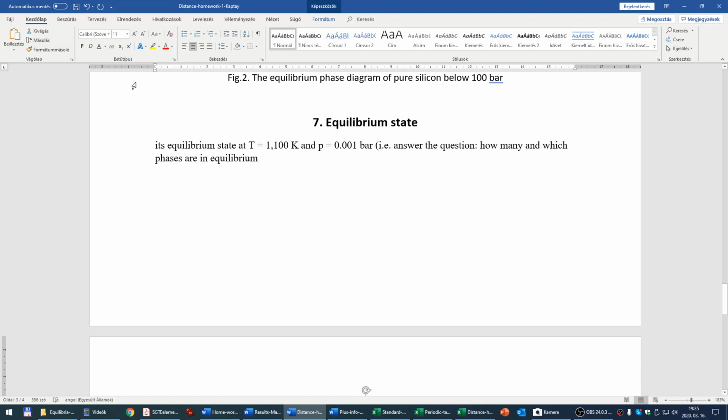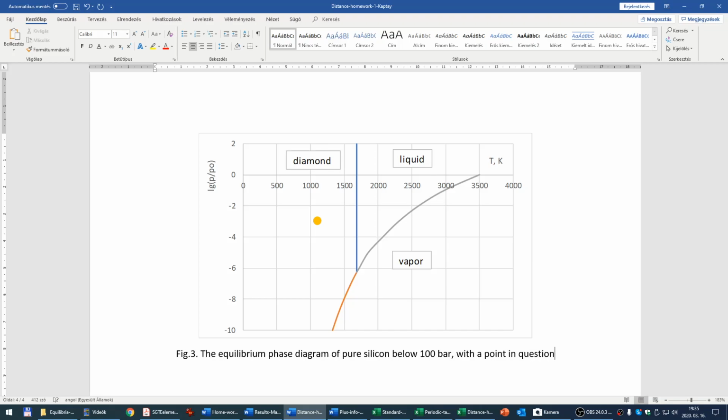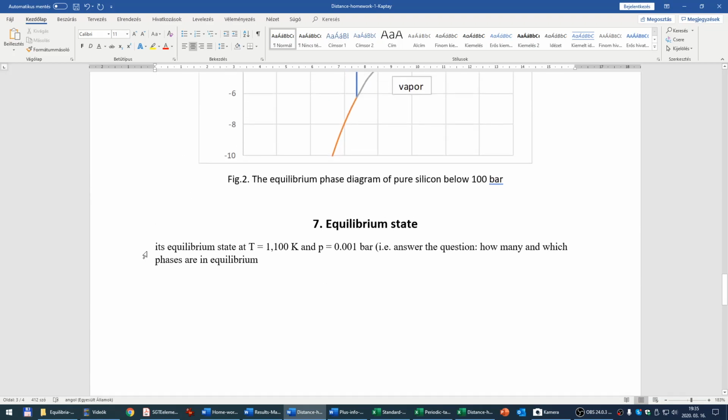Of course I have the title, which is similar to the title of figure 2. This time it's figure 3: the equilibrium phase diagram of pure silicon below 1 bar with a point in question. Very nice title. And now look here. You see the point in question is situated fully in the region where only one phase, diamond, solid silicon, is in equilibrium, and this is what I am writing as a conclusion.